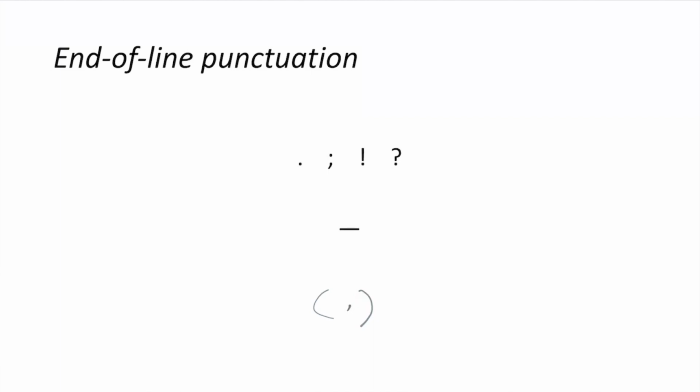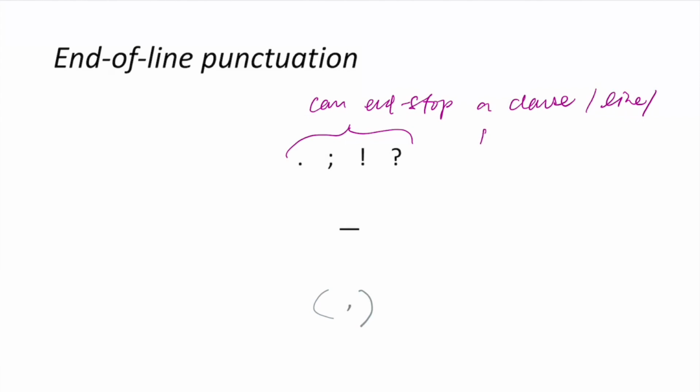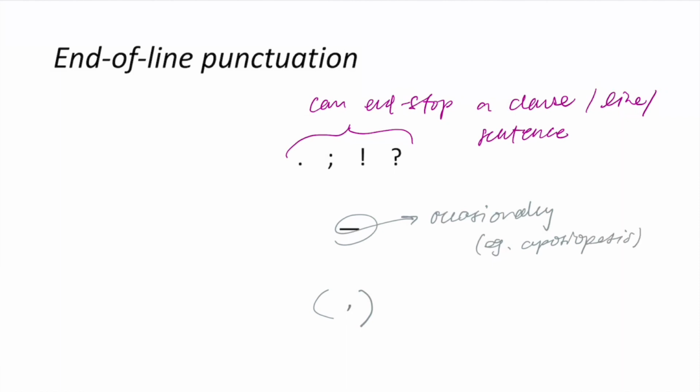The semicolon is one of these things that can end, stop a clause or a line. Alongside exclamation points, periods, and question marks, semicolons can end, stop a clause, a line, or a sentence. Em dashes are in their middle category. Occasionally, em dashes can end a line. This is the case, of course, with aposiopesis, but they occupy a kind of middle ground. Commas, of course, can't end a line. They can only separate clauses or phrases from one another.